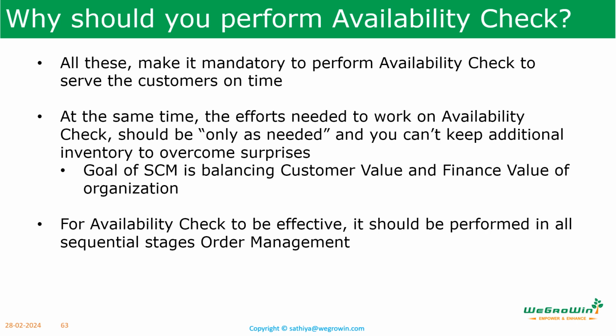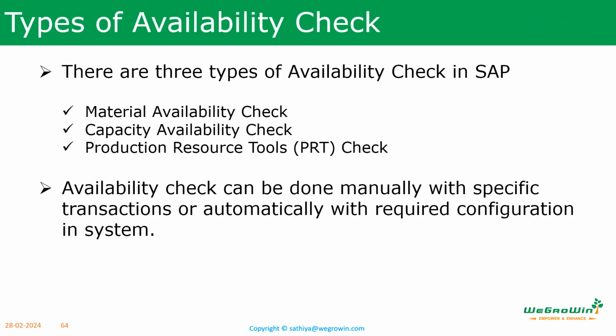For availability check to be effective, it should be performed in all sequential stages of the order management. So there are three types of availability check: material availability, capacity availability, and PRT check. It can be done manually with specific transactions or automatically with the required configuration, which can be established in the system.